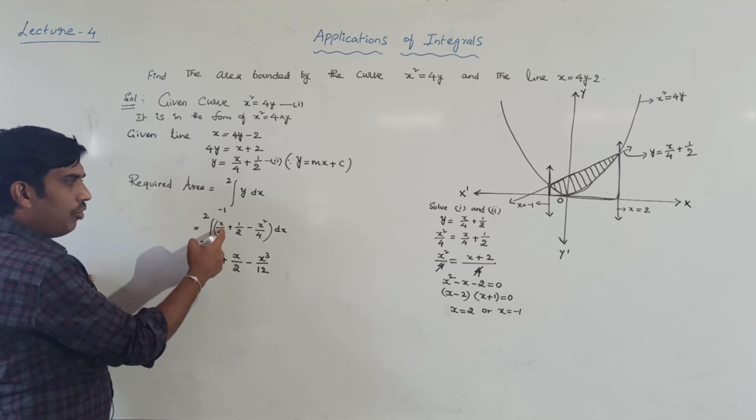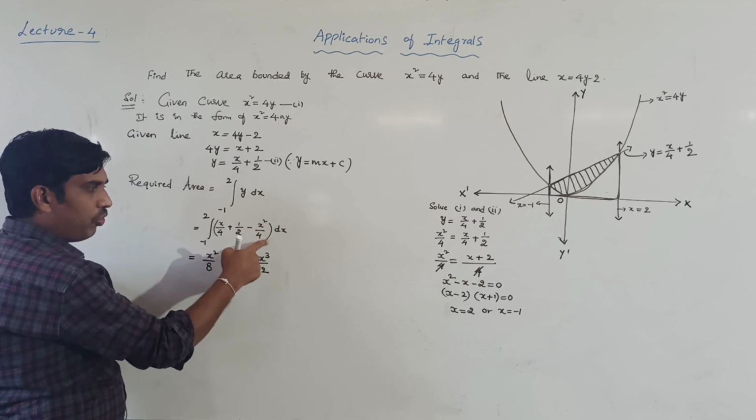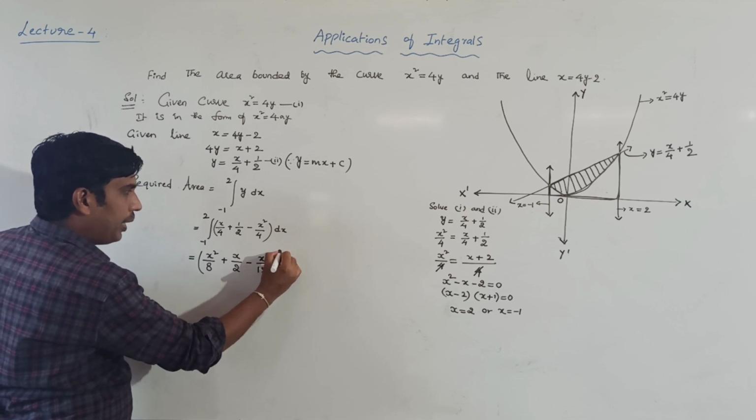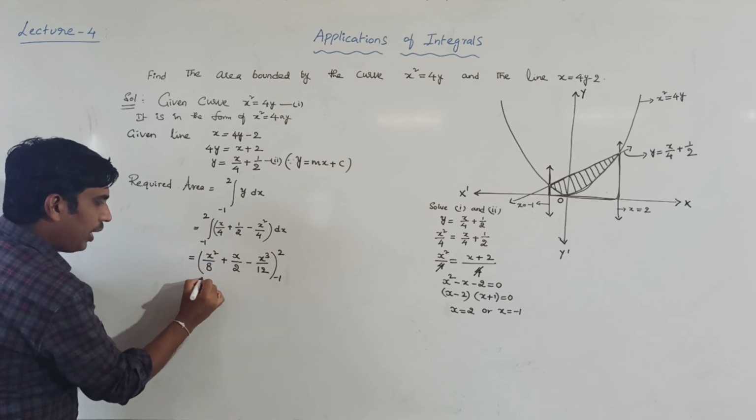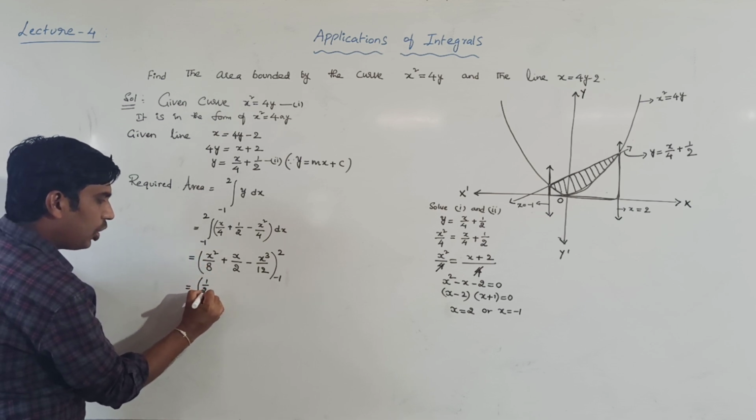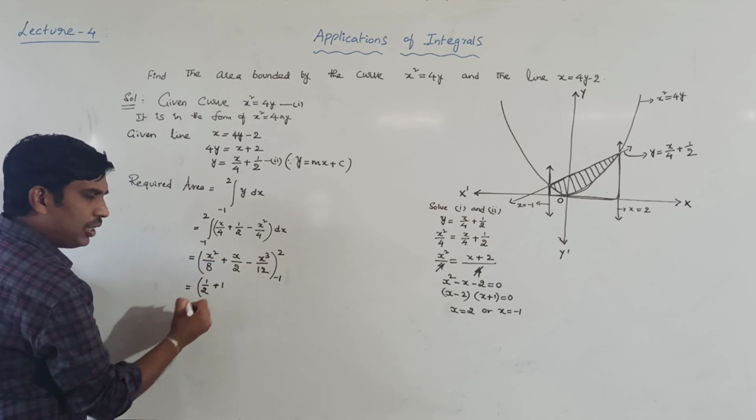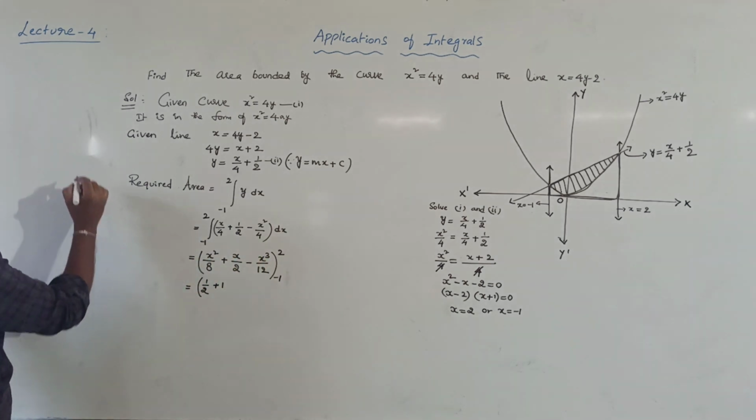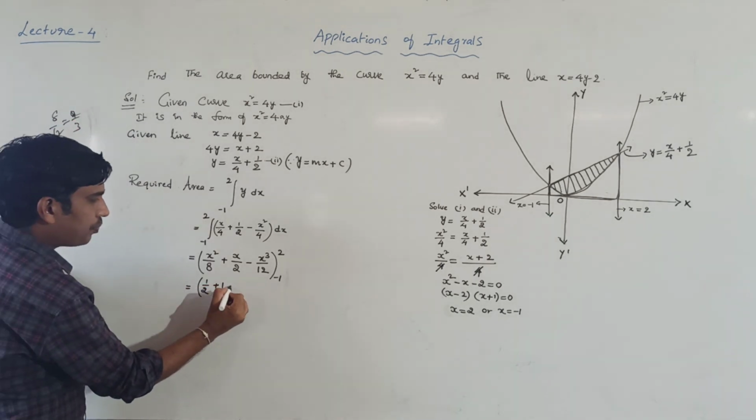Directly I have written here: 1 by 4 into x square by 2, 1 by 2 into x, 1 by 4 into x cube by 3. So the limits are from minus 1 to 2. First the upper limit is substituted. So 2 square is 4, and 4 by 8 is 1 by 2, plus 2 by 2 is 1, 2 cube is 8. What is 8 by 12? Nothing but 2 by 3.